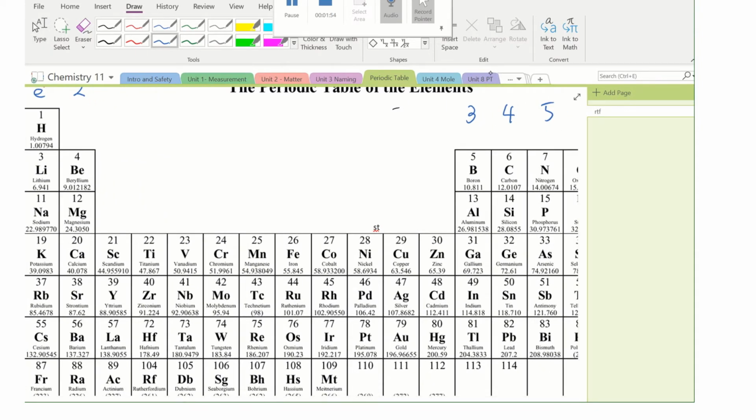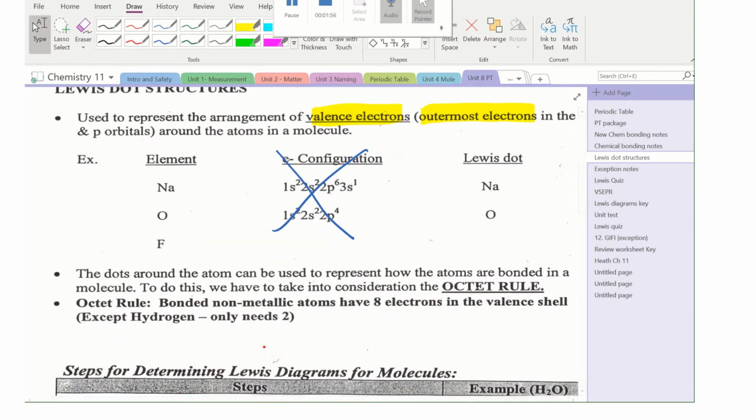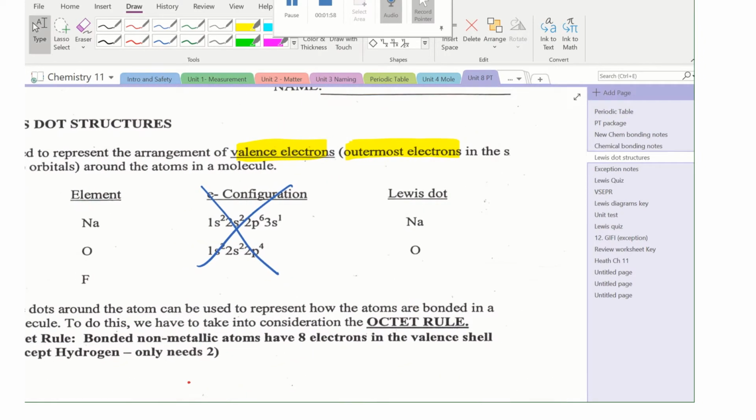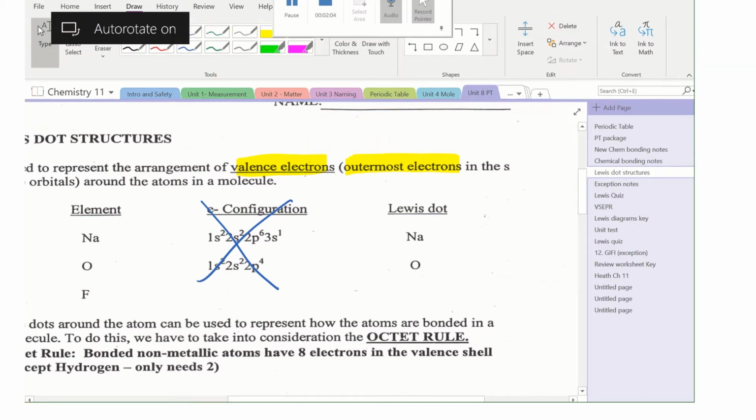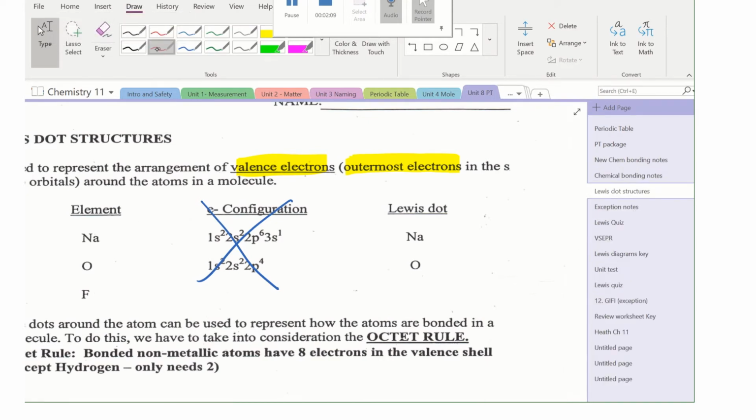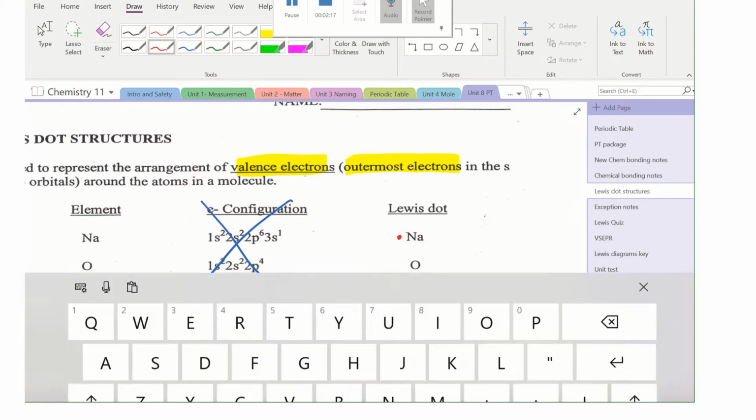Okay, so that's how we can easily count the number of valence electrons. Going back to the notes to draw the Lewis dot structures. Sodium has one valence electron, so all you need to do is draw one dot, like this. You have done this before. You can use a dot or a cross, it doesn't matter.